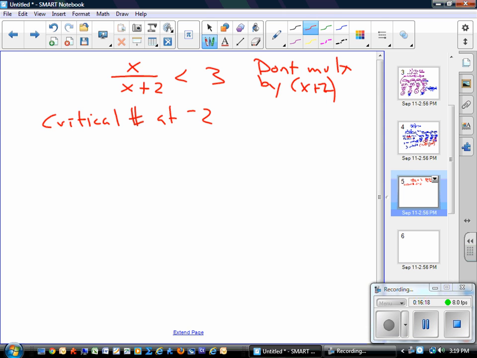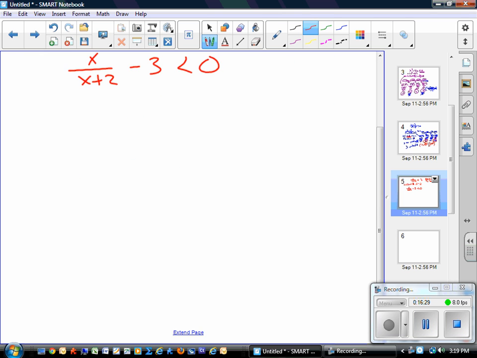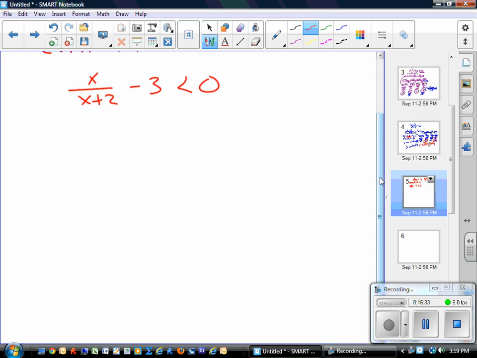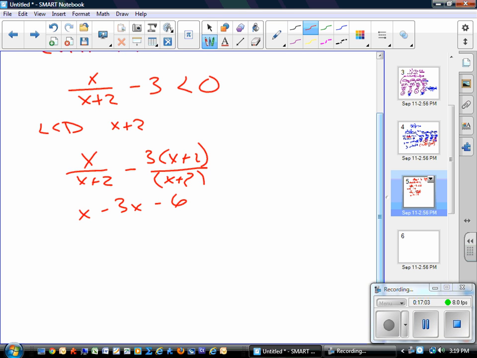So what we're going to do is take the 3 and set it aside, setting one side equal to 0, because that's what we really want to know. When is this going to be greater than 0? When is it going to be less than 0? And this is the new problem we're working with. I'm going to get an LCD. LCD is x plus 2. Therefore, my equation goes from x over x plus 2 to -3 times x plus 2 over x plus 2. This gives me x minus 3x minus 6 over x plus 2 is, sorry about that, is less than 0.